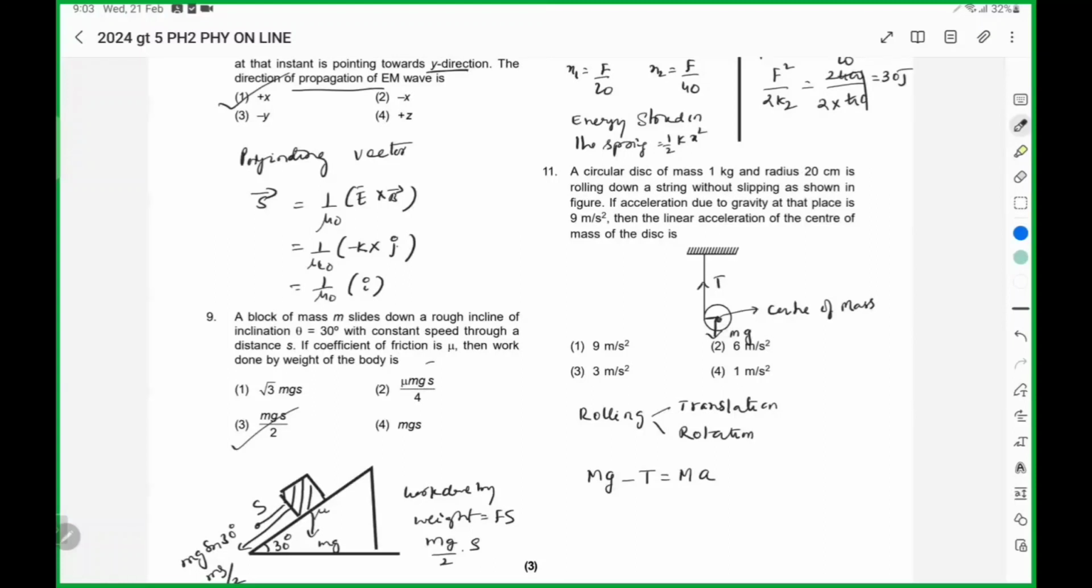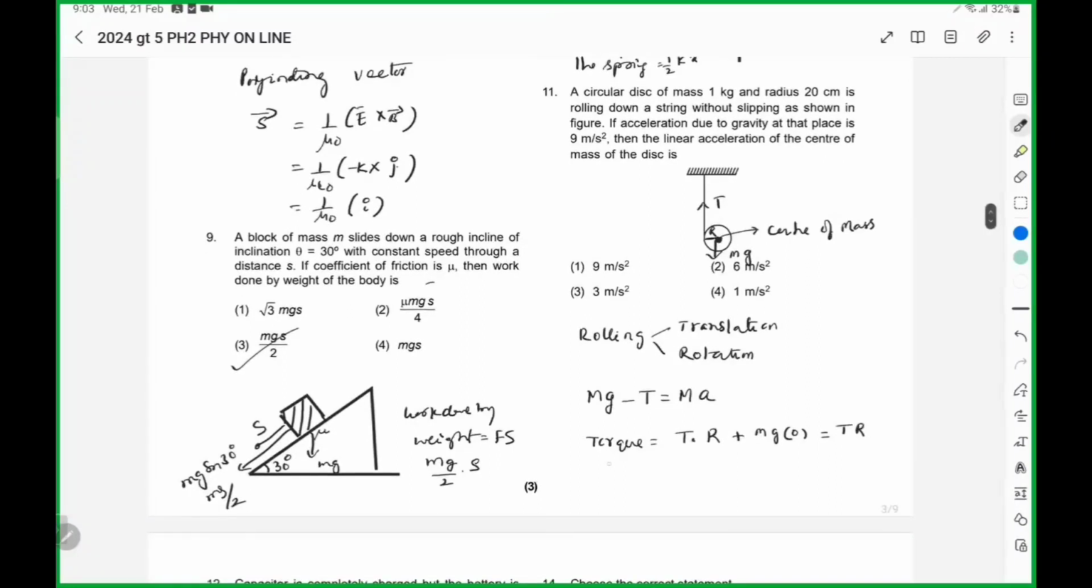Here there are two forces acting on this disk. One is tension. Torque is equal to F into perpendicular distance, calculated with respect to the center of mass. This force is at a distance r, so force into perpendicular distance. Another force also acts, but it acts through the center of mass. So torque will be only T into r, which is nothing but I alpha.